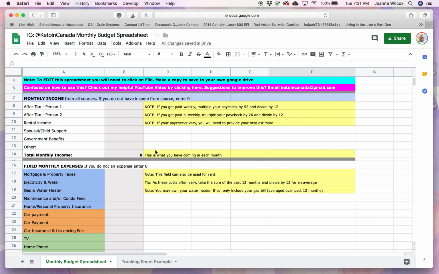The first section is your monthly income section. This is your income from all sources. So we have an after-tax person one. That's whatever your paycheck is.